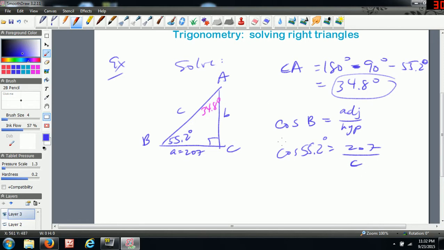So now I want to solve for C, so I'm going to multiply both sides by C, and that's going to bring it up here. And then dividing both sides by cos 55.2 is going to give us cos 55.2.